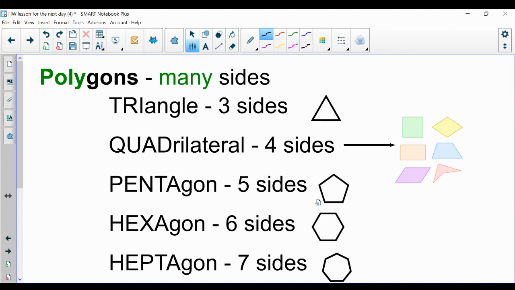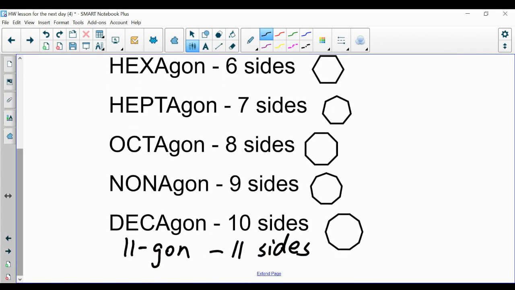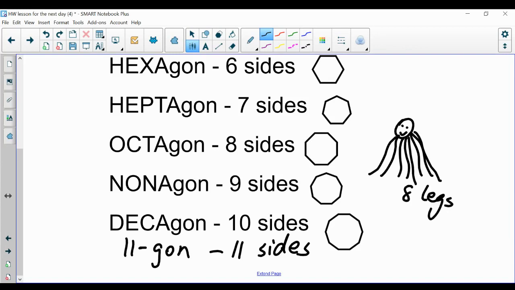The next one we have is hexagon. That means six sides and six angles. Next one, heptagon. Hepta means seven. Octagon. Every time you think about octopus. I'm drawing an ugly picture here. What's that? It looks like a jellyfish, but I'm trying to draw an octopus. It's an octopus here with eight legs. Eight legs. Right, like a jellyfish. Sorry about that. My drawing is terrible.